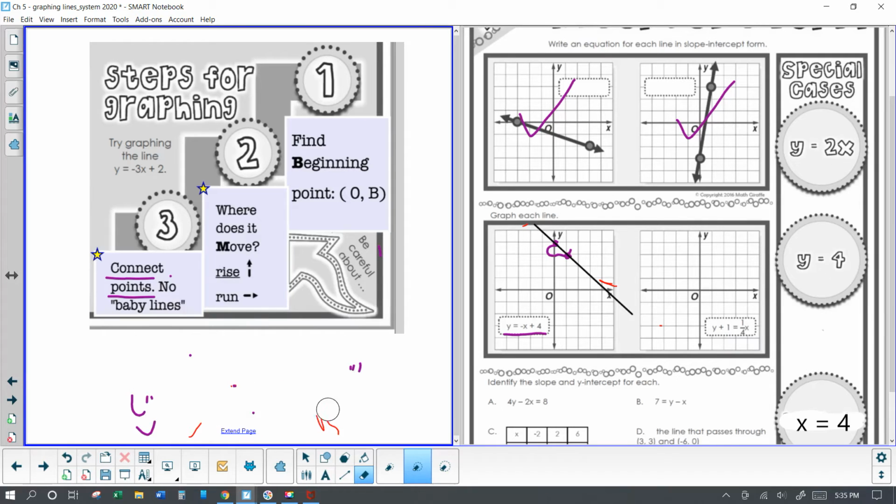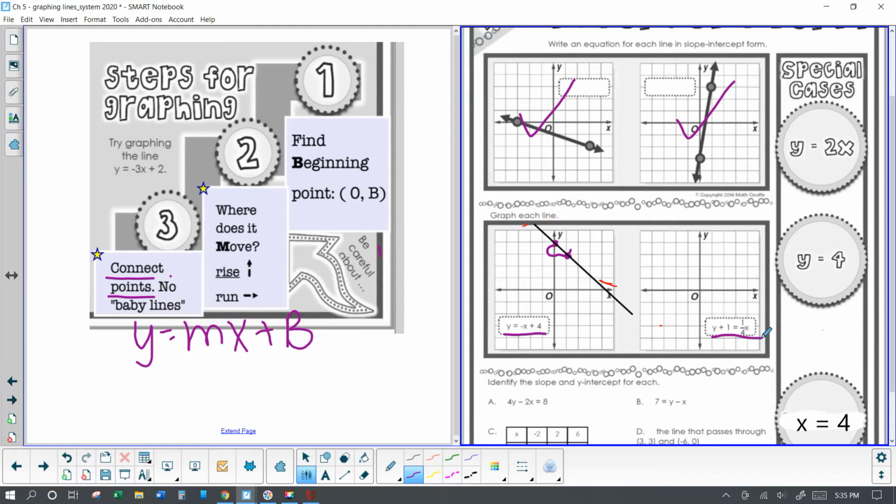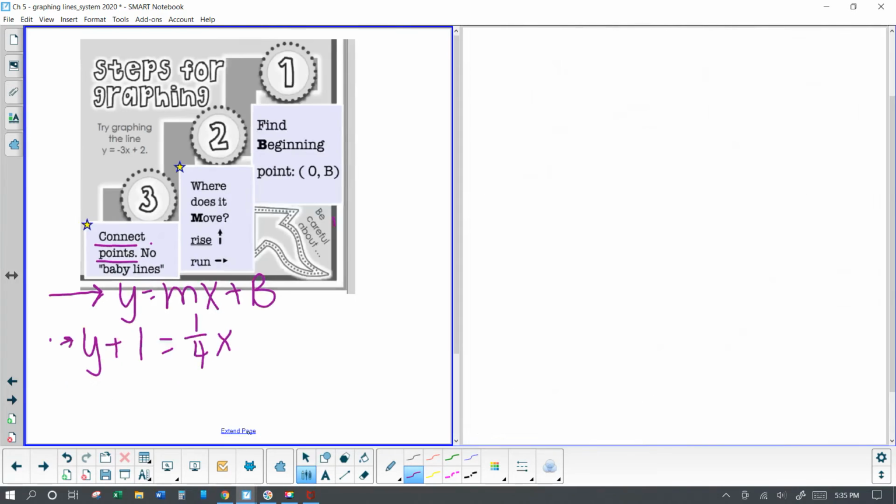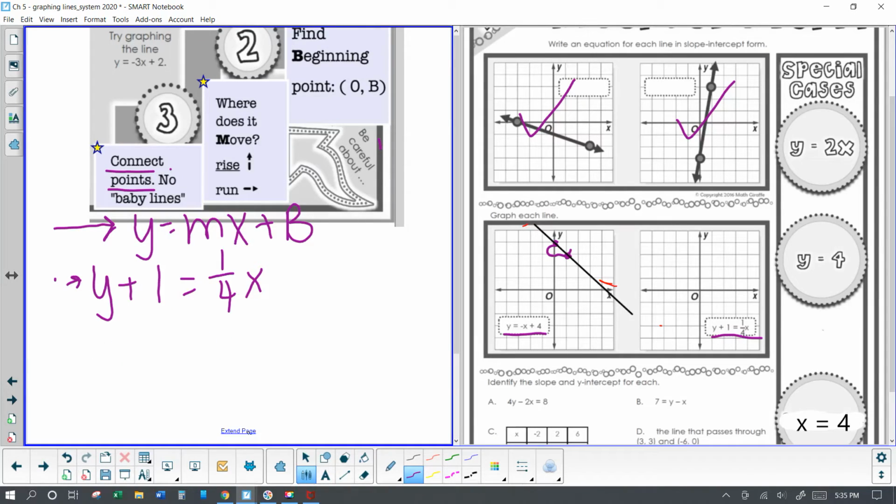Now remember, I always want to check and make sure that my equation is in slope-intercept form. So let's take a look at this next equation. Slope-intercept form is y equals mx plus b. Well, my next equation is y plus 1 equals 1/4 x. That equation does not look like this equation. The y over here is not by itself. So I have to solve this equation so that it is in slope-intercept form.